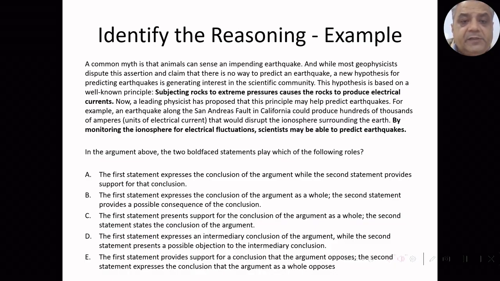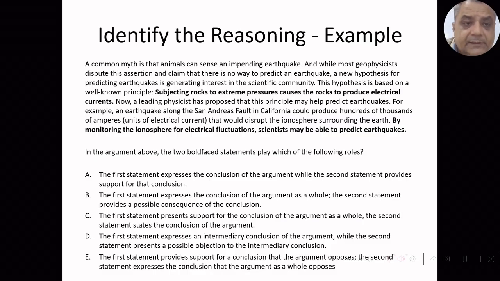A says the first statement expresses the conclusion of the argument, while the second statement provides support for that conclusion. B: the first statement expresses the conclusion of the argument as a whole. The second statement provides a possible consequence of the conclusion. C says the first statement presents support for the conclusion of the argument as a whole. The second statement states the conclusion of the argument. D: the first statement expresses an intermediary conclusion of the argument, while the second statement presents a possible objection to the intermediary conclusion. Option E says the first statement provides support for a conclusion that the argument opposes. The second statement expresses the conclusion that the argument as a whole opposes.